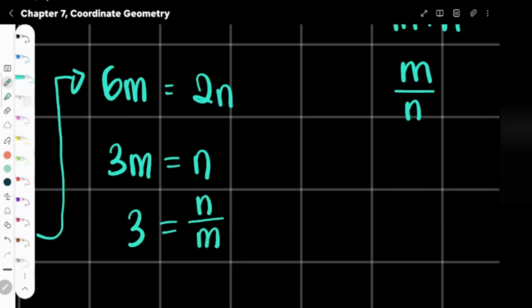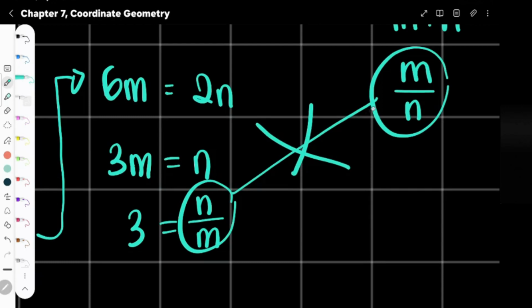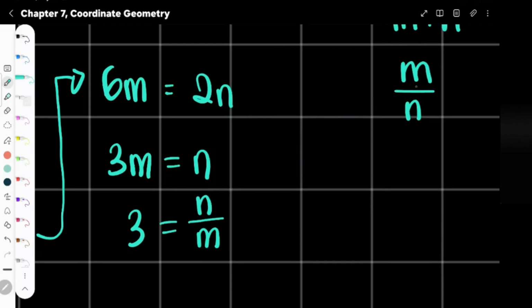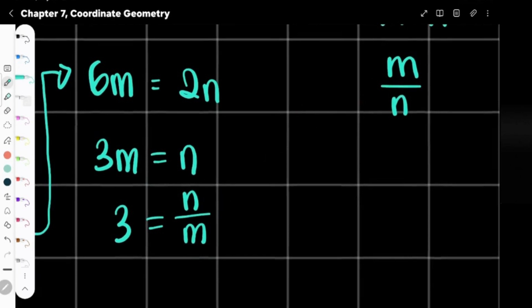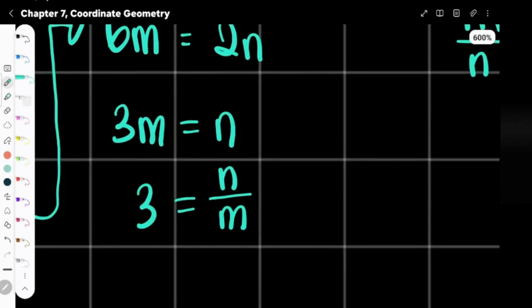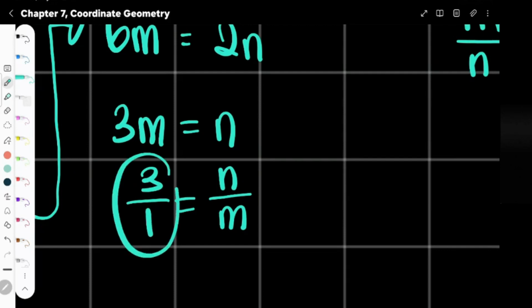Okay, so far understand, right? But you can see here, does this look the same? No, right? It doesn't, because the n is on the top, right? So for you to change it, first of all, you have to understand the 3 is actually 3 over 1. Right? Very easy, right? Now, why did I do this?